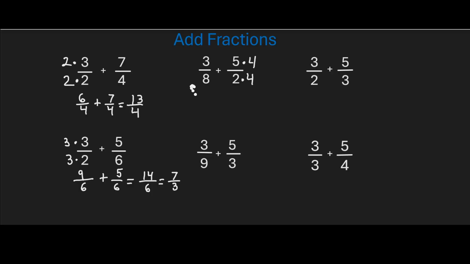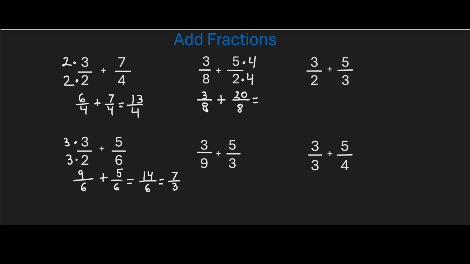What I'm going to do now is I'm going to bring this down. So I'm going to rewrite it. I'm going to write 3 over 8. The plus sign, I'm going to just bring it down. And now I can multiply. Okay. So multiply 5 times 4. We are going to get 20. And then multiply 2 times 4. We're going to get 8.